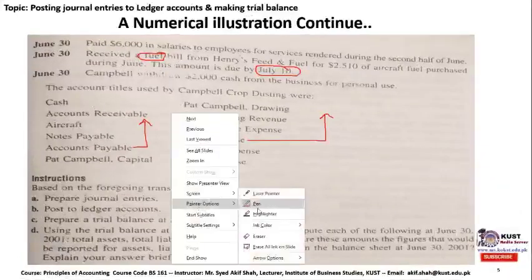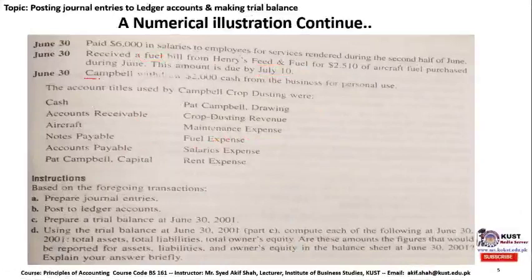The last entry states that Pat Campbell, who is the owner of the business, withdrew $2,000 cash from the business for personal use. At the start of the business, Pat Campbell deposited $60,000, but now at the end of the month on June 30th, the owner requires $2,000 for personal use. So he has withdrawn $2,000 from the company. Therefore, the level of cash in the company will decrease by $2,000. It will have a credit entry because there is a decrease in cash, which is an asset account.